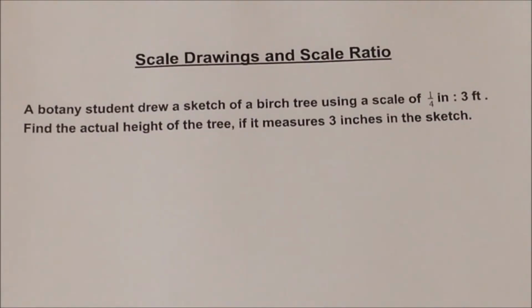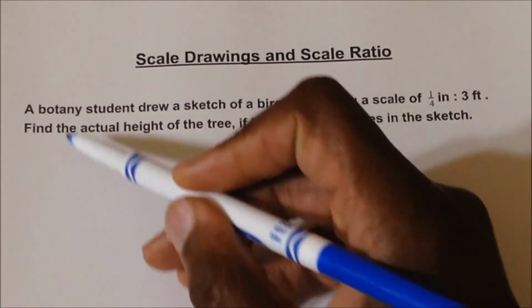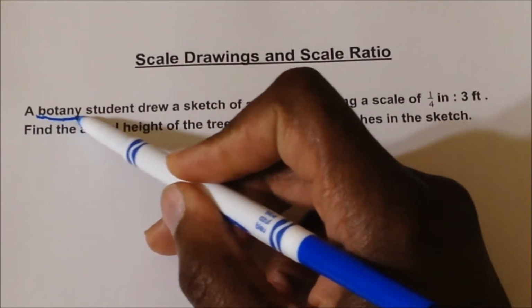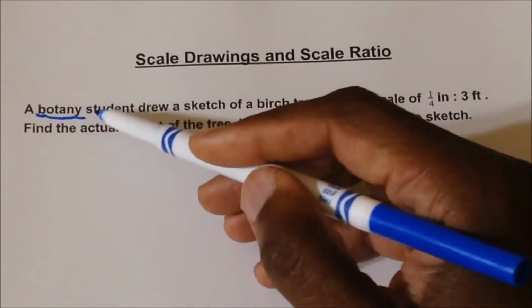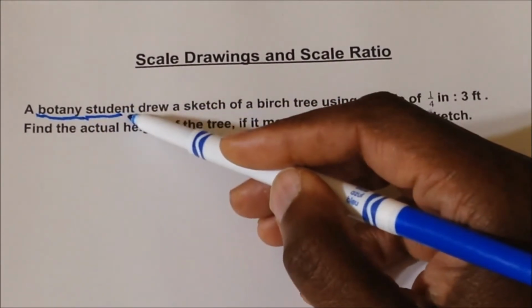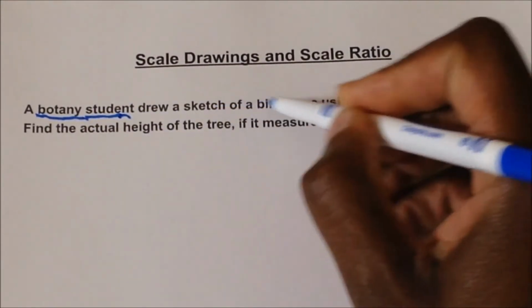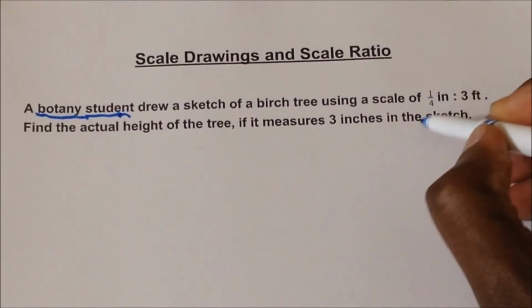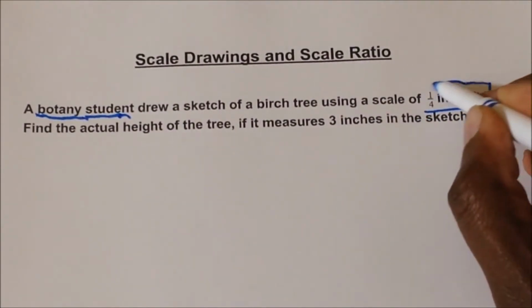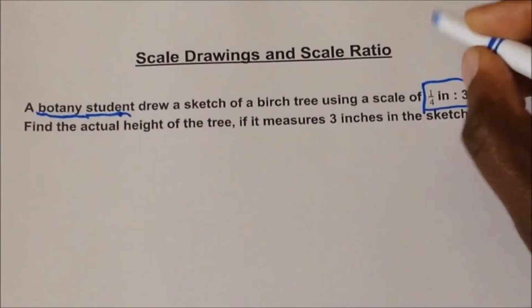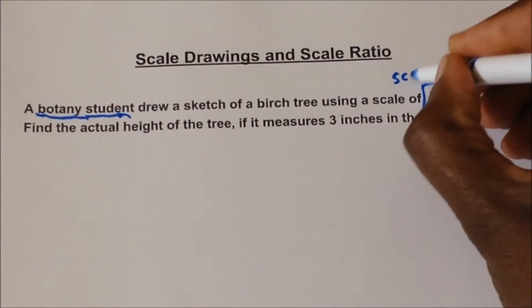Okay, so let's take a look at this. It's a botany student. Botany itself means plant science, so this is a student who's studying plants. And right now, this student is going to sketch a birch tree using a scale of 1/4 inch to 3 feet. Now, this here is a scale ratio.